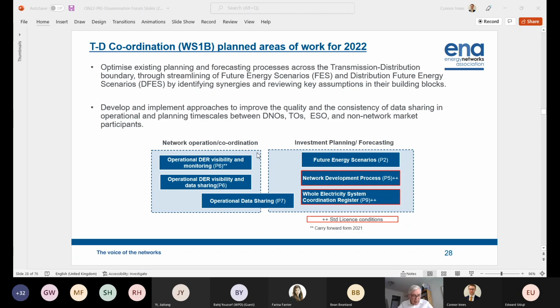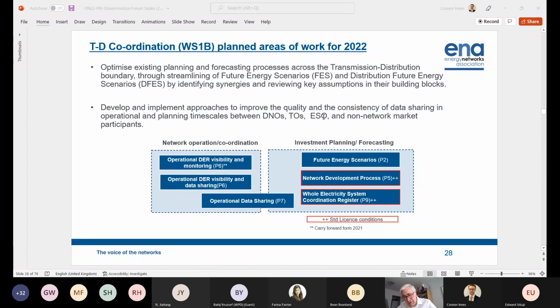So what are we going to be doing this year? Well, we're going to continue to develop the building blocks that link together the FES and the DFES. And we're going to be engaging with stakeholders so that we can find out their views on the best view scenario, how we put that together, and how we apply that in the Network Development Plan.